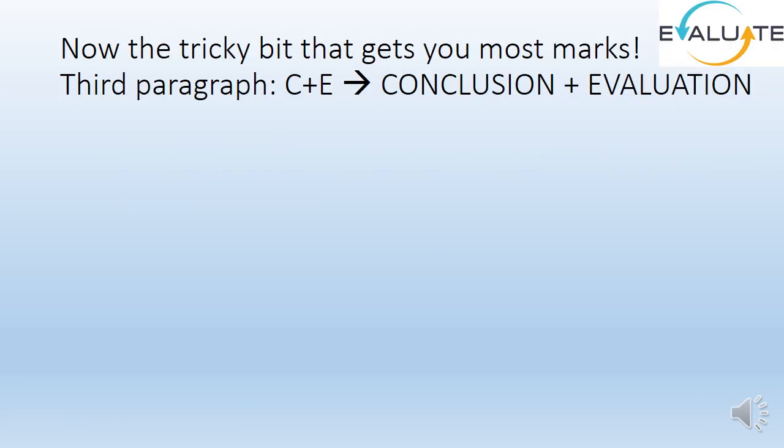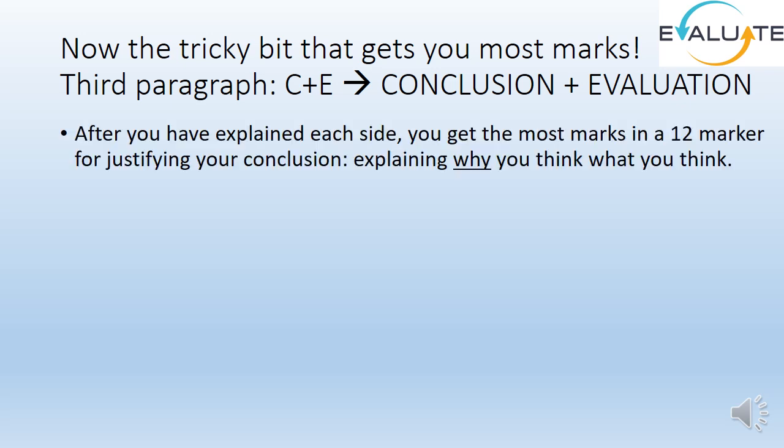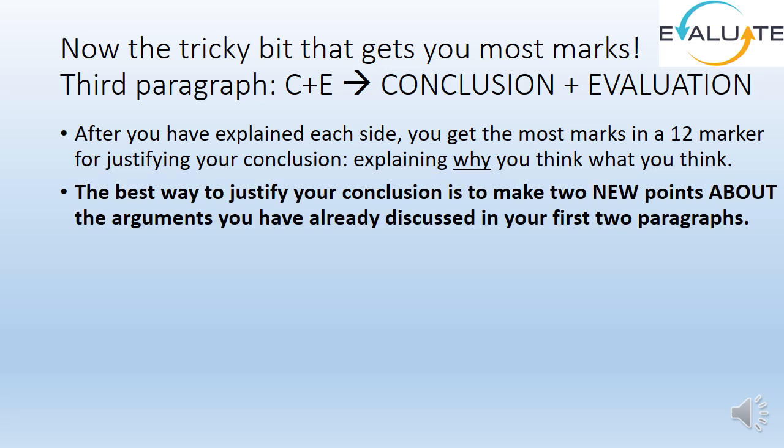And then the tricky bit, but the bit that gets you the most marks that the examiner's really going to be looking out for. Your third paragraph, your conclusion with your own evaluation. Maybe you've evaluated a bit along the way. Great if you have. If you haven't, never mind. Let's pack it into the last paragraph to really show the person marking this that you deserve the marks. So after you've explained each side, you get the most marks in a 12 marker for justifying your conclusion, backing up what you're saying, explaining why you think what you think.